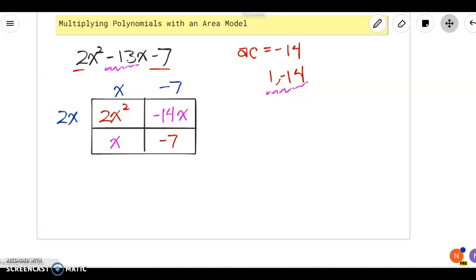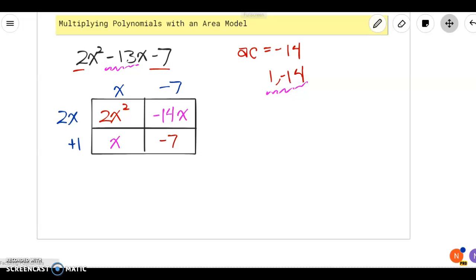Okay. For our second row, we have x and minus 7. Those don't really have anything in common. So what is our greatest common factor? Well, it would just be 1. In this case, positive 1, because that x is positive.